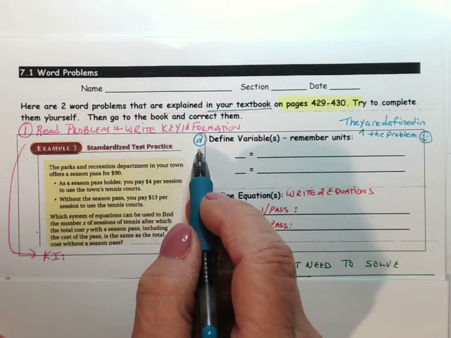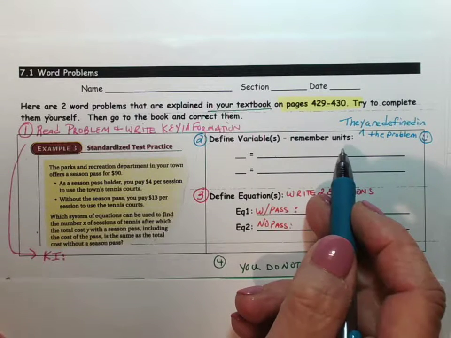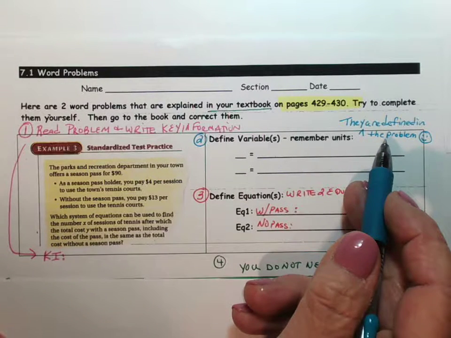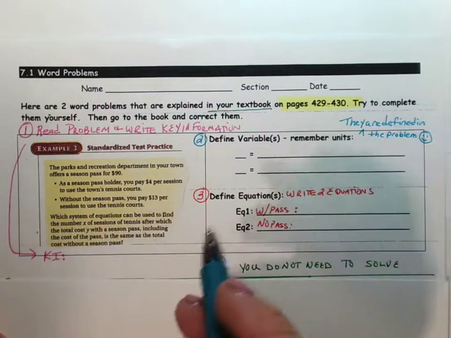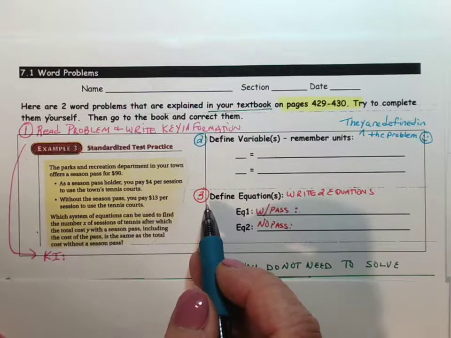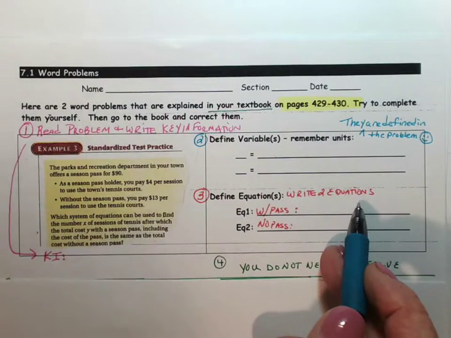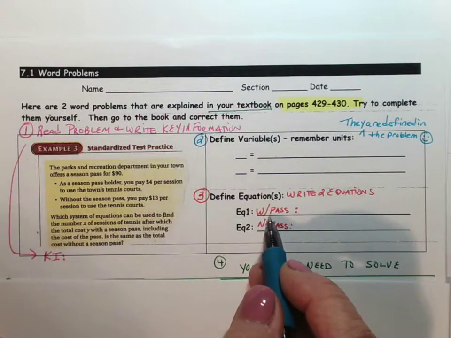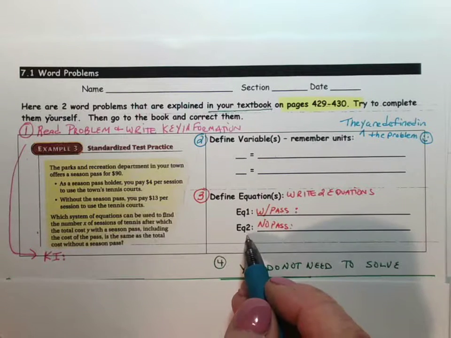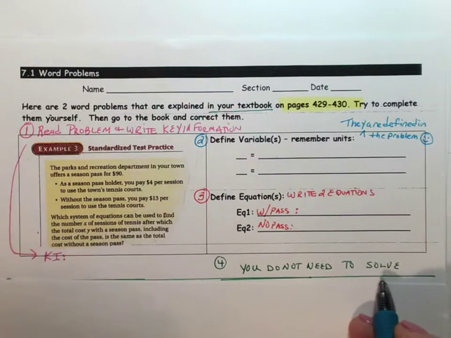The second thing you're going to always do when solving these word problems is define the variables and remember units. Now, they've been nice to you in this problem. The variables are defined within the problem. You just have to find them. The third thing you're going to do is define the equations. I want you to write 2 equations, and here's a tip. Equation 1, write the equation with the pass. In equation 2, write the equation with no pass. And again, you do not need to solve this.